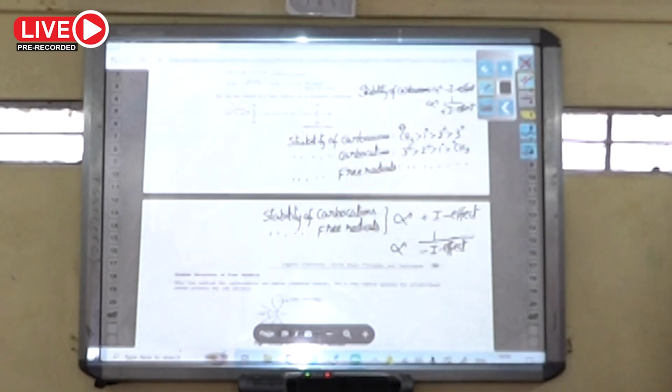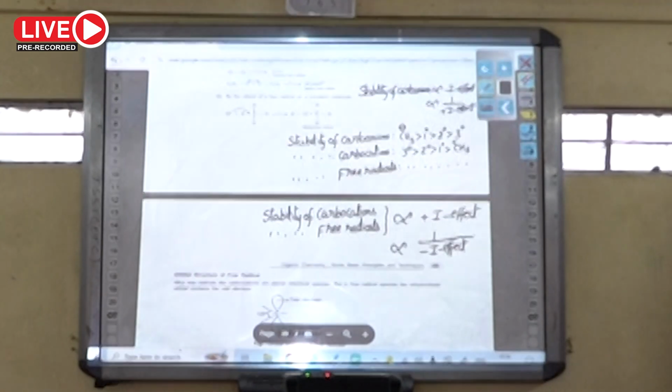So in the reactive intermediates, under the heading of reactive intermediates, I mentioned carbocations, carbanions, free radicals, carbenes and benzyne. During the reactions of organic compounds, these intermediates are in between the reactant and the product. They are formed as an intermediate. That's why they are called reactive intermediates.